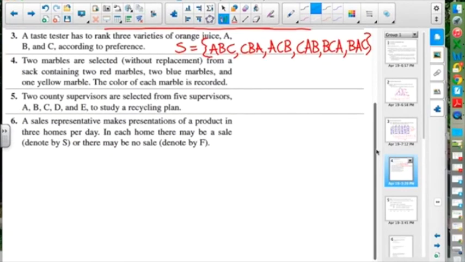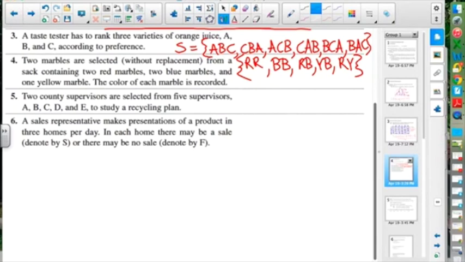2 marbles are selected without replacement from a set containing 2 reds, 2 blues, and 1 yellow. The color of each one is recorded. So if I'm picking 2 out of there, what could I get? 2 reds. 2 reds, 2 blues. Could I get 2 yellows? No. A red and a blue. A yellow and a blue. And a red and a yellow. Okay? So look, there's our sample space. There's only 5 possible outcomes.